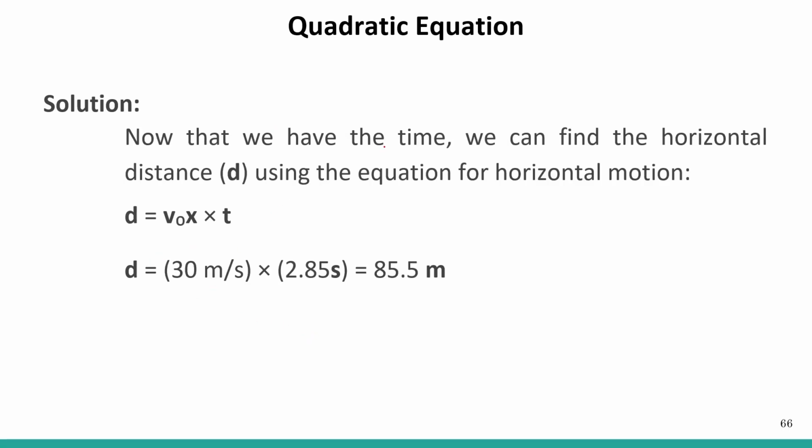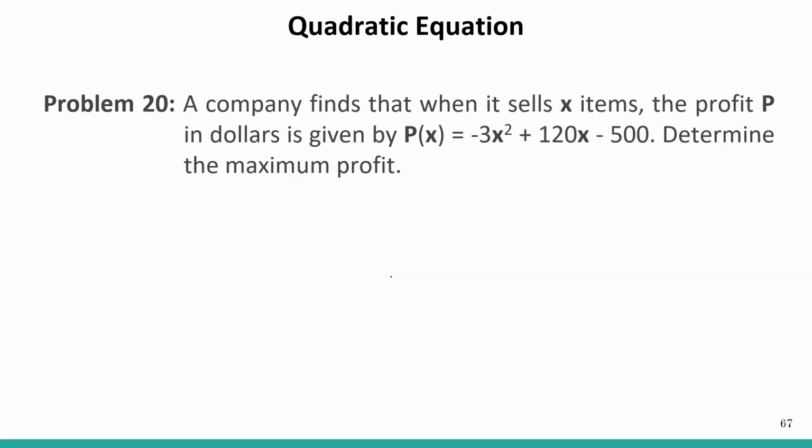So now that we have the time, we can find the horizontal distance by using the equation for horizontal motion, that is d is equal to v naught x into t. So d is equal to 30 meters per second into 2.85 seconds. So this is equal to 85.5 meters.